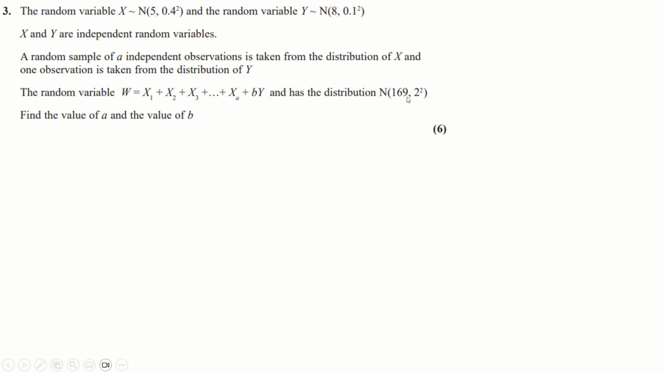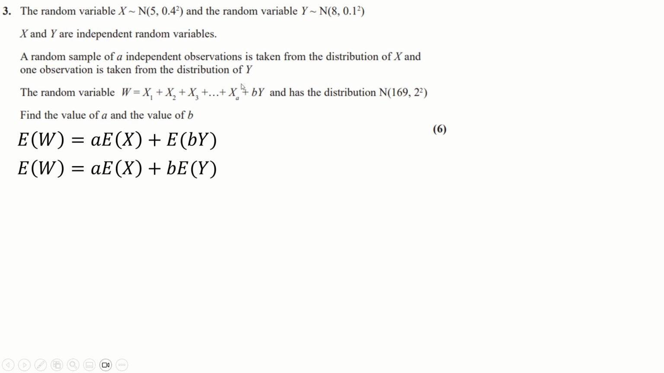Now, this is a great question because you actually get to do some proper maths. So, W is, let's think about the expected value of W. There's just A of these X statistics adding up. And so the expected value is just A lots of the expected value of each of those X's. And then, of course, we just have the expected value of BY as well. Except in expected values, you're allowed to just take this constant and move it out to the front. So we end up with that.